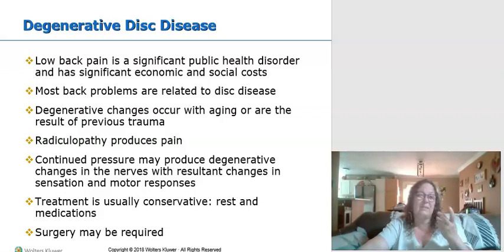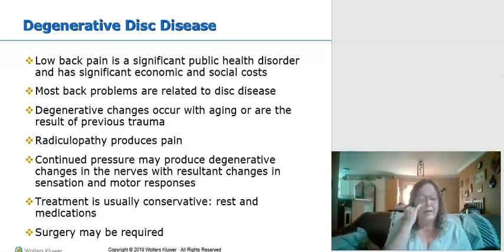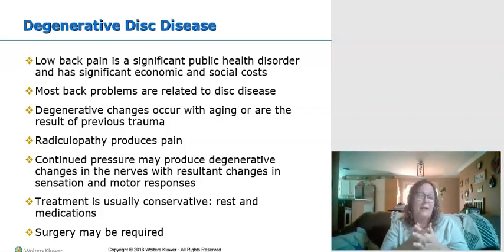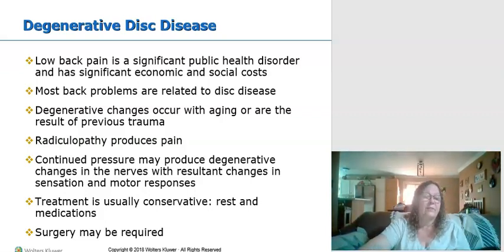Treatment for most of this is usually conservative: rest, fluids, anti-inflammatory medications, ibuprofen, something like that. Surgery may be required. For these back surgeries, they could do discectomies, laminectomies. So there are different surgical things we could do. Back surgeries are always iffy, in my opinion, and we need to monitor for complications after those.